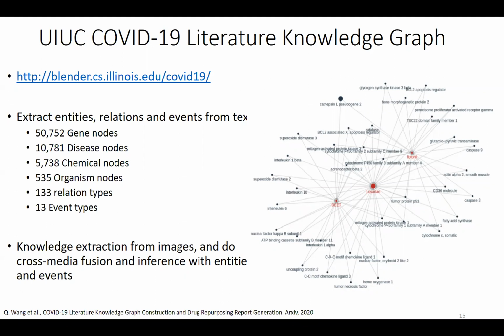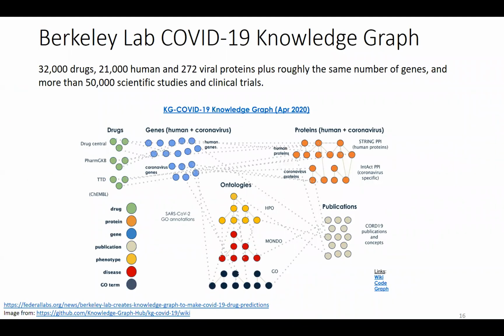The first one is led by UIUC, and they have extracted tens of thousands of nodes with hundreds of types. A distinctive feature of their knowledge graph is that they can access different modalities of data, such as figures in research papers. Another one was done by Berkeley Lab. They also extracted tens of thousands of entities, emphasizing more on drugs and genes.